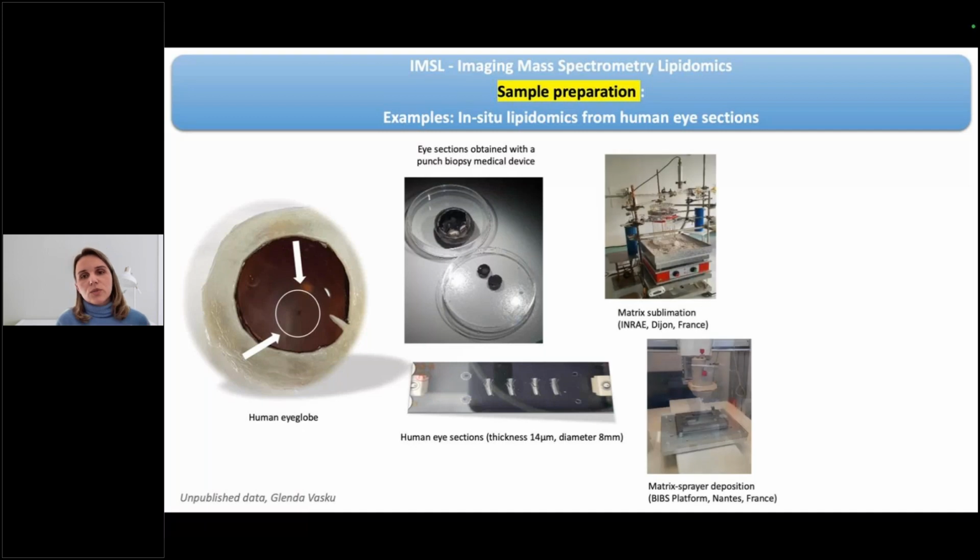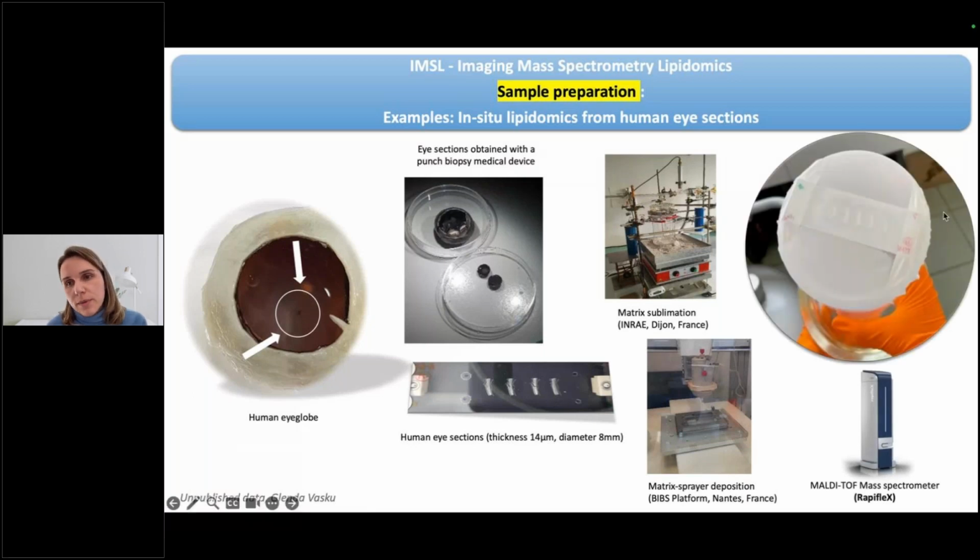And then I performed cryo-sectioned slices of the tissue of interest, about 40 micrometers in diameter, 8 millimeters. The reason I did this was to obtain these slices and then apply a matrix which would help me ionize the molecules and prepare my sample, the tissues, for imaging mass spectrometry. The way we put the matrix onto the surface of the tissue is either by matrix sublimation, which is a device that we developed in our laboratory, or by matrix sprayer deposition. If you use matrix sublimation, this is a picture that shows how the tissue would look. The white is the presence of the matrix that has deposited onto the surface of the tissue.